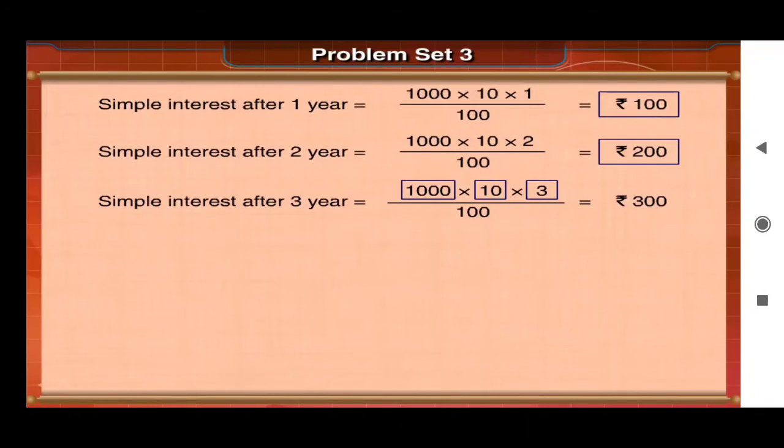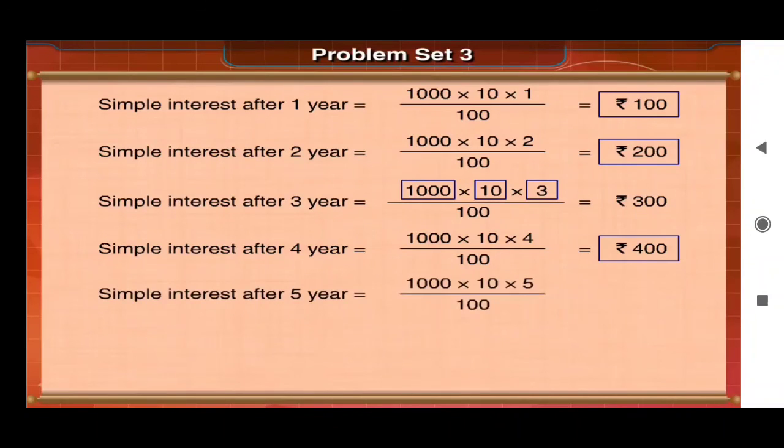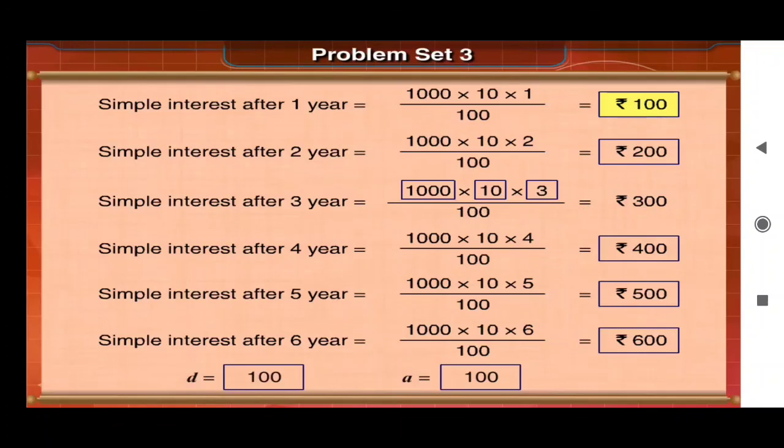According to this, the simple interest for 4th, 5th, 6th year will be 400, 500 and 600 respectively. From this, d is equal to 100 and a is equal to 100.